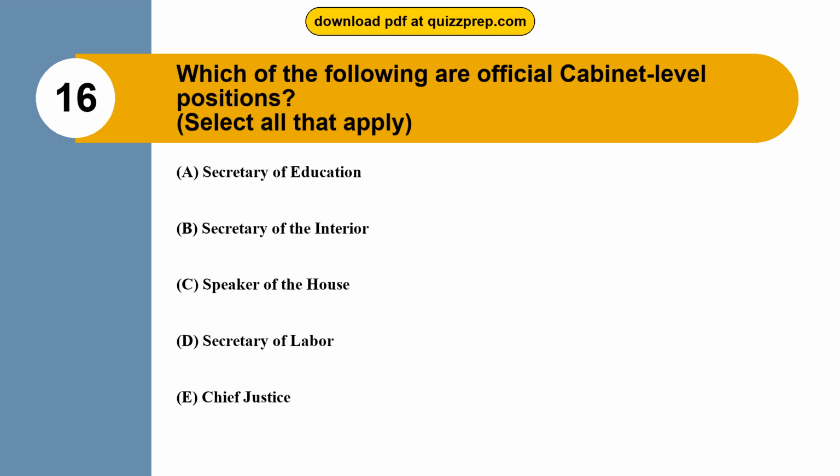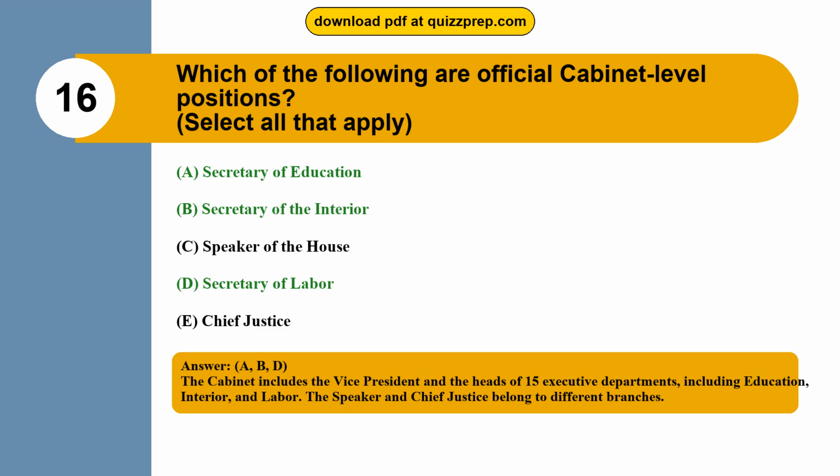Option A, Secretary of Education. Option B, Secretary of the Interior. Option C, Speaker of the House. Option D, Secretary of Labor. Option E, Chief Justice. The correct answers are options A and B and D. Secretary of Education, Secretary of the Interior, Secretary of Labor. The cabinet includes the vice president and the heads of 15 executive departments, including Education, Interior, and Labor. The Speaker and Chief Justice belong to different branches.